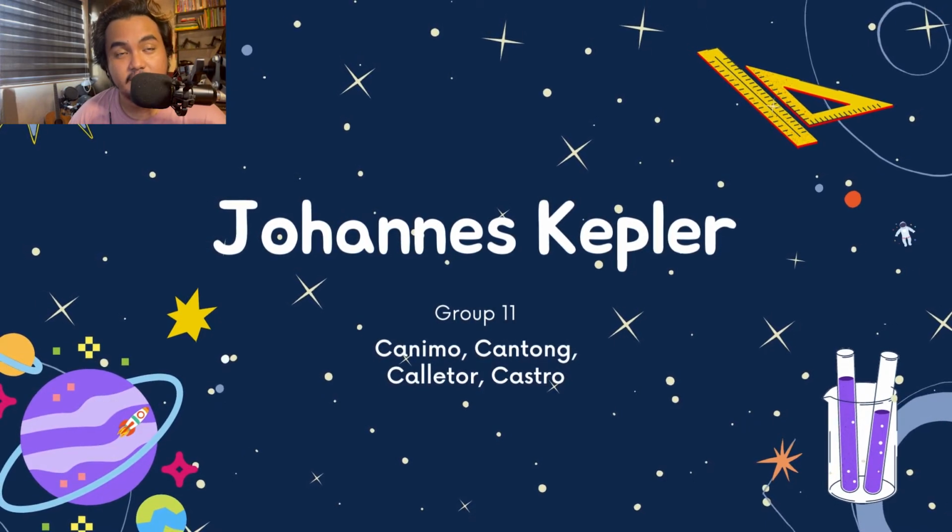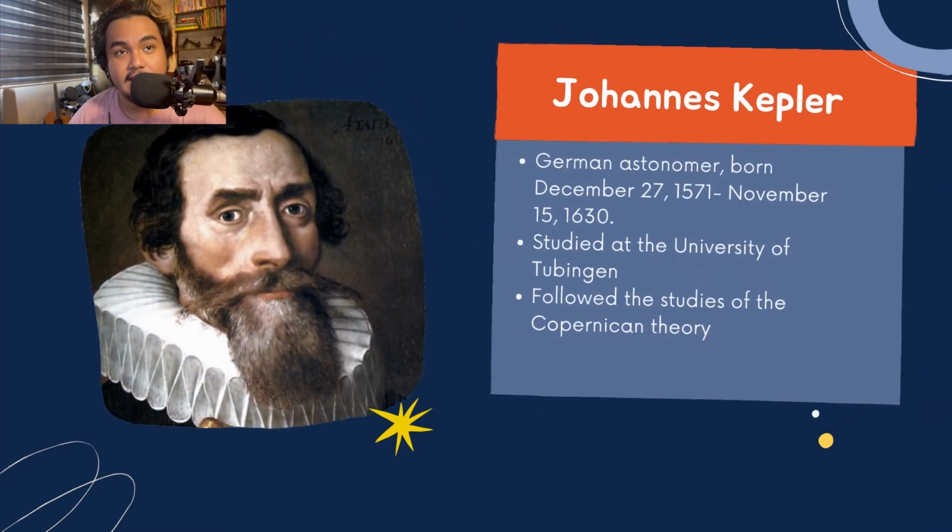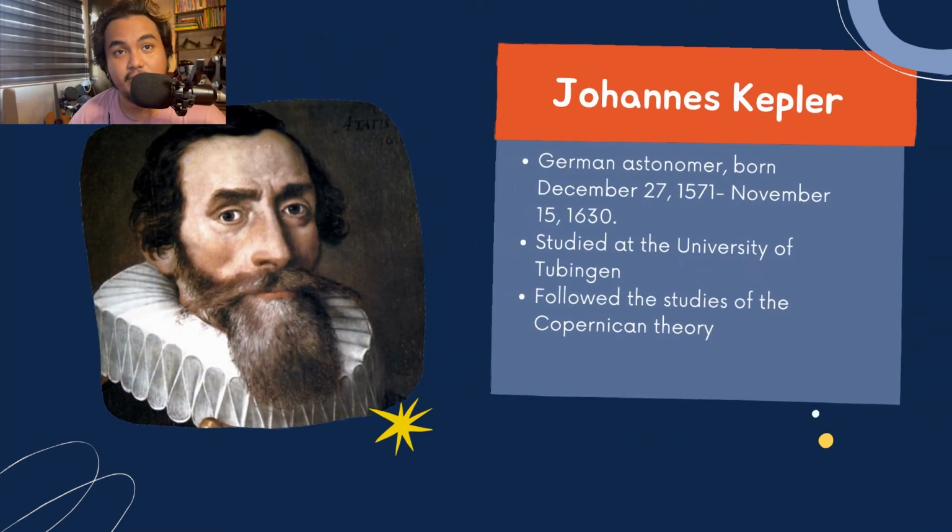Before I start, let's talk about who Johannes Kepler is. He was a German astronomer born December 27, 1571, and he died November 15, 1630. In his early life, he studied at the University of Tübingen, where he went on to study mathematics. He was also closely following the studies of the Copernican theory.